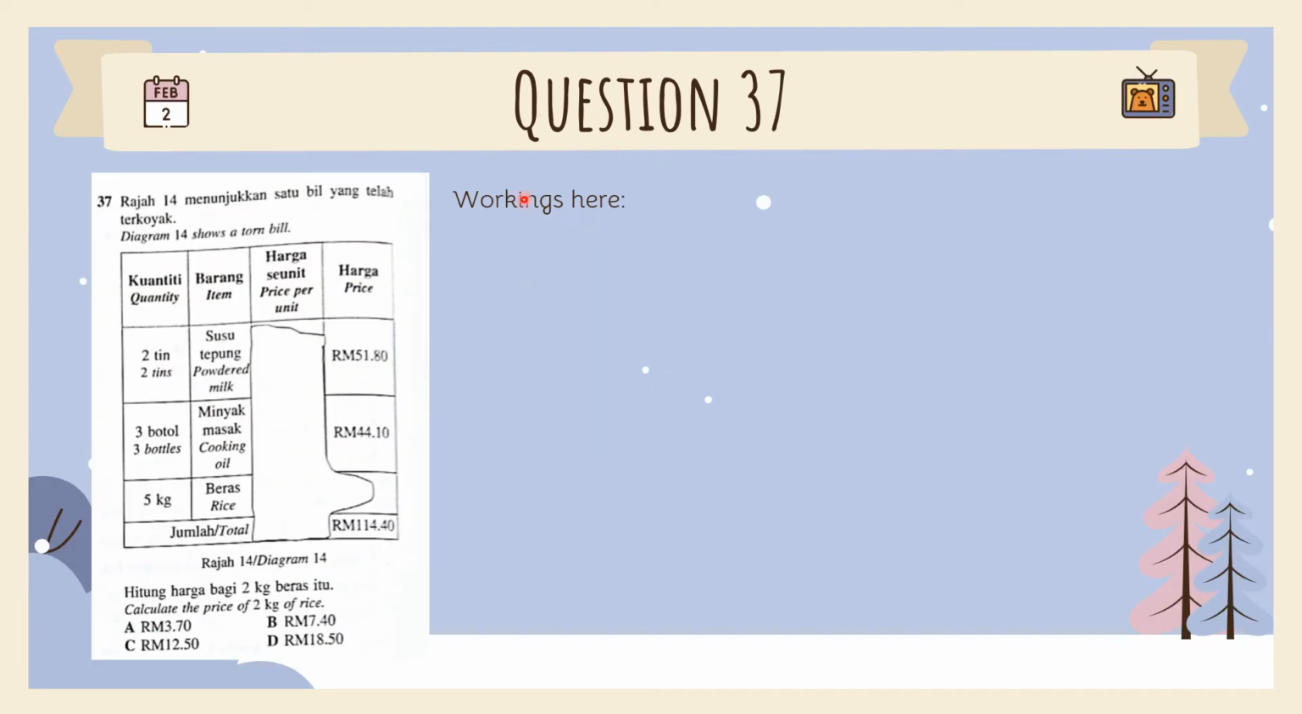Okay, question 37. Diagram 14 shows the torn bill. So this is the bill, also known as diagram 14. Calculate the price of 2 kg of rice. So first step is by finding the total price of the rice. How? By just subtracting 114.40 cents by these two. So let's do it first.